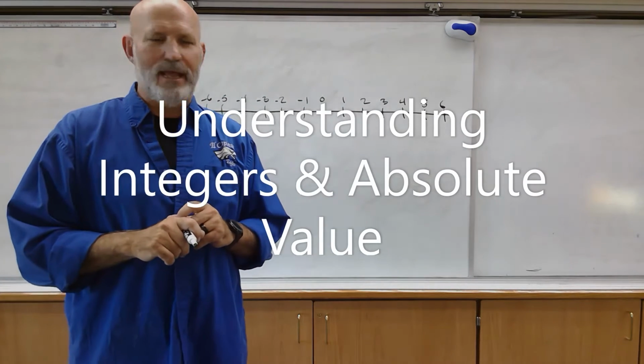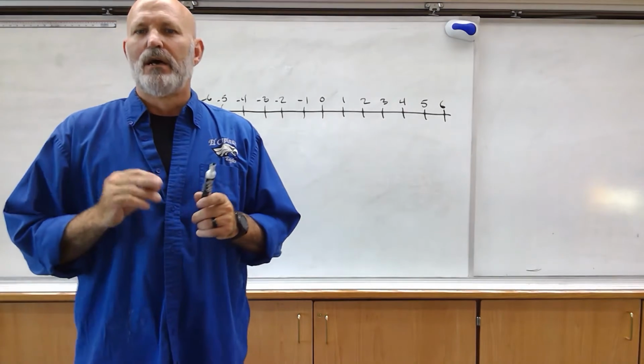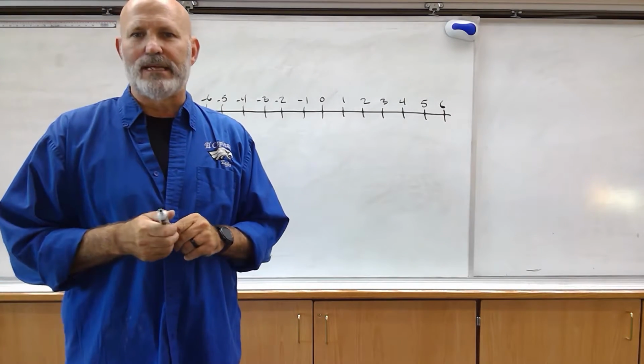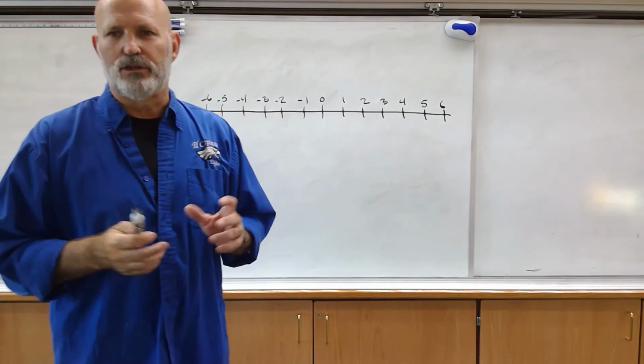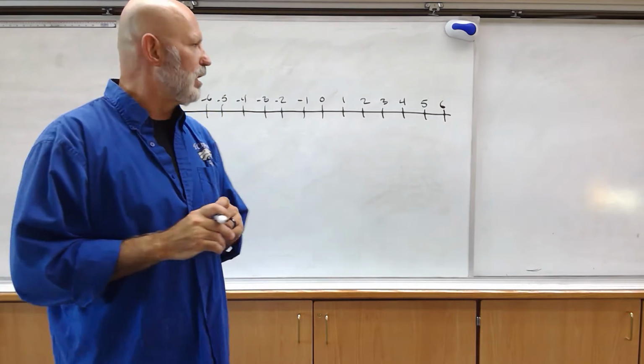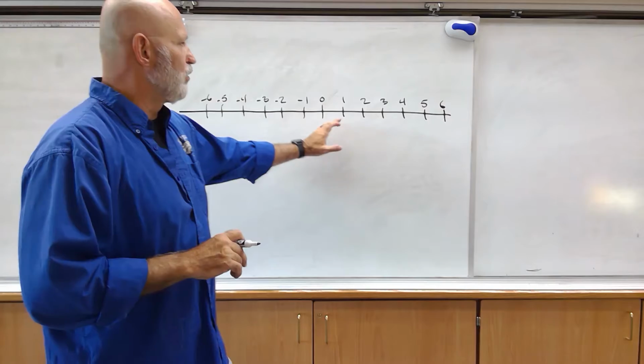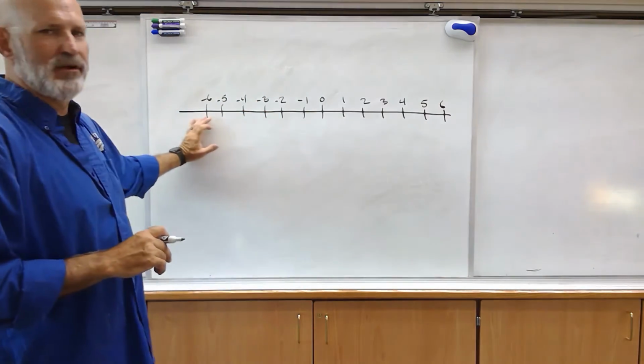Hello. So today we're going to be talking about integers. Understanding integers. All an integer is, is a number on a number line, including 0. So we've got positive numbers, we've got negative numbers.